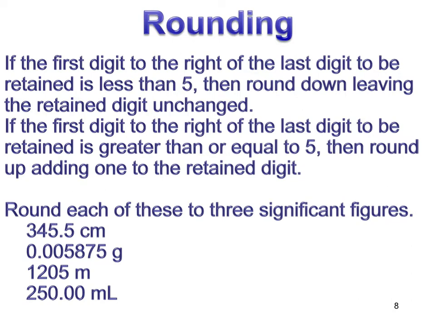Rounding. If the first digit to the right of the last digit to be retained is less than 5, then we round down, leaving the retained digit unchanged. However, if the first digit to the right of the last digit to be retained is greater than or equal to 5, then we round up, adding 1 to the retained digit. So let's round each of the following numbers to 3 significant figures.